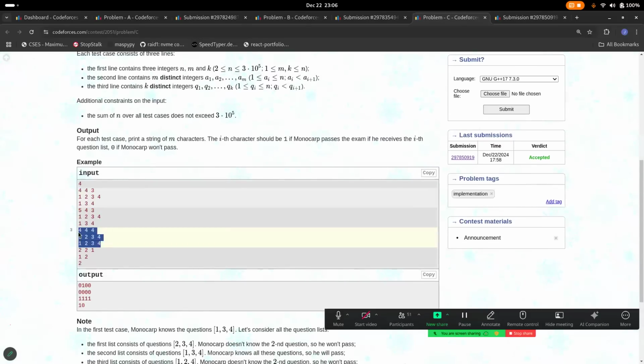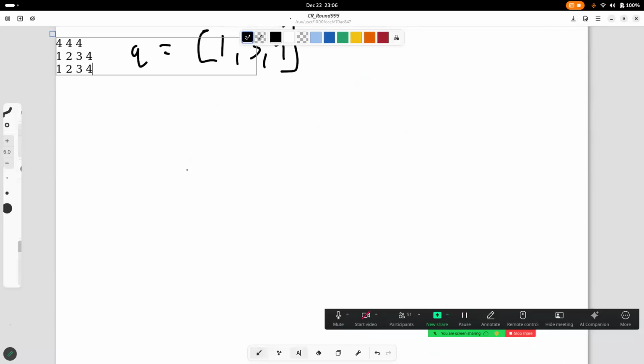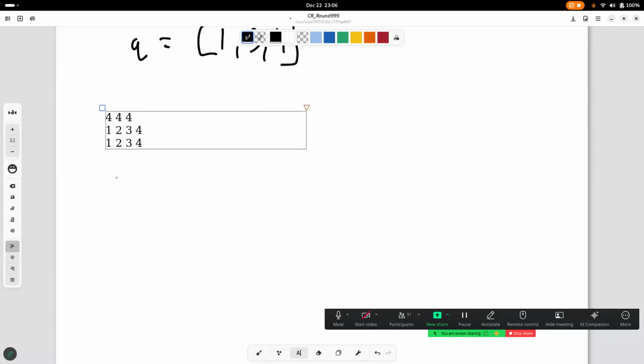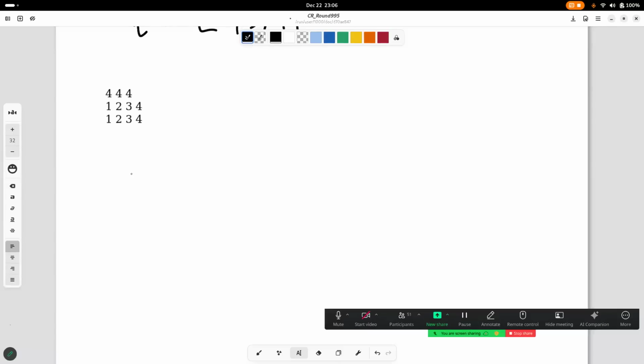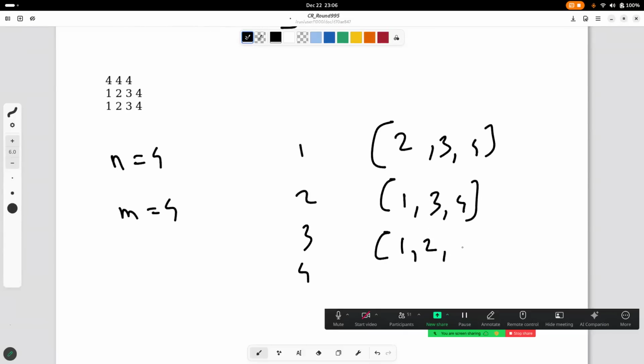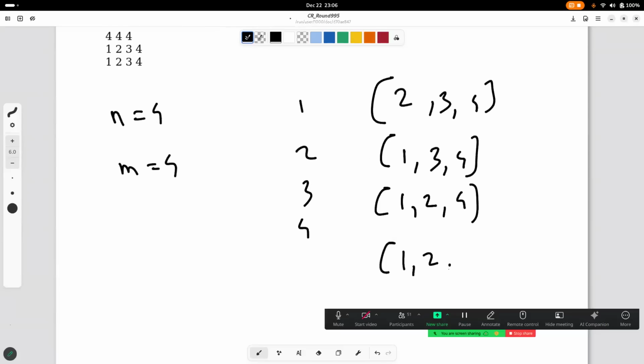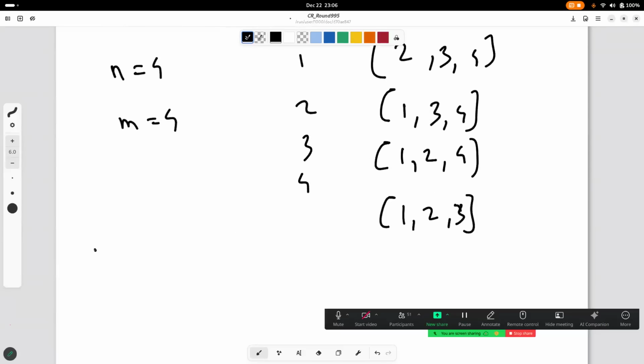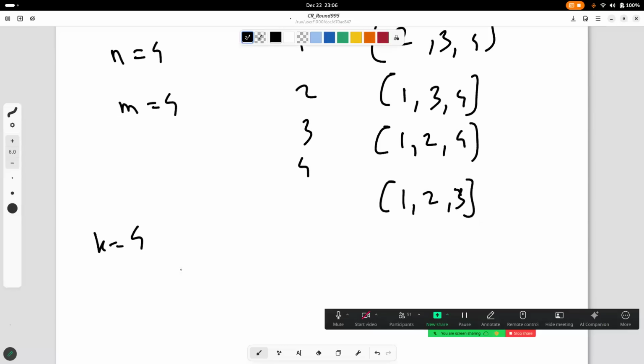Let's take the third test case. The second is very similar to the first test case. But if you actually look at the third test case, in this case too we were given n equal to 4, and we had m equal to 4 lists, corresponding to 1, 2, 3, and 4. That would be 2, 3, and 4; then 1, 3, and 4; the second list 1, 2, and 4; and 1, 2, 3. We had these 4 lists, and in this case, we could solve k equal to 4 questions. Basically, we could solve all the questions 1, 2, 3, and 4.